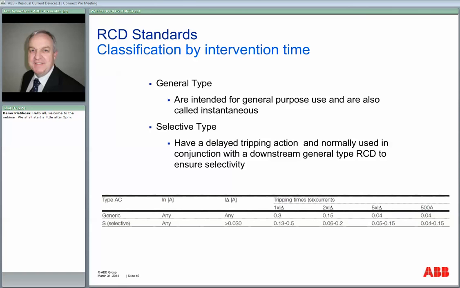A question has come in. Is there a 15 milliamp RCBO for marina outlets? Yes. It depends on the sensitivity you're looking for. And again, let's separate the RCBO from the outlet itself. If you've got a special purpose outlet, which is rated at 15 milliamps, you could certainly put in, well, our ratings would be either a 16 amp or a 20 amp device, which will be protecting that outlet, and that could be rated at 30 milliamps as an RCBO, and that'll give you a solution.